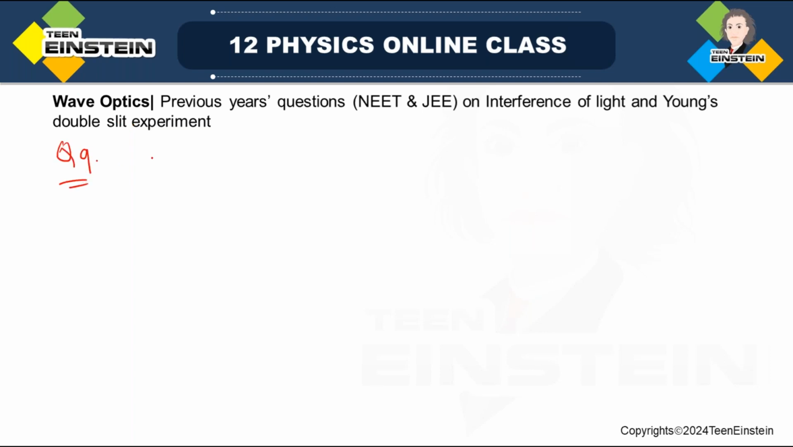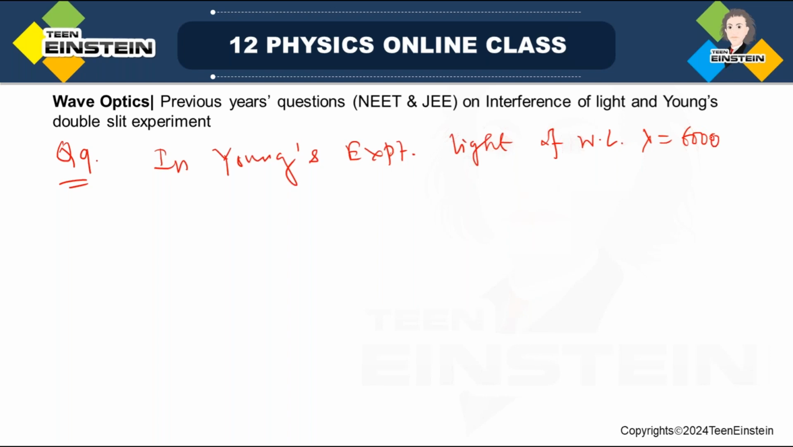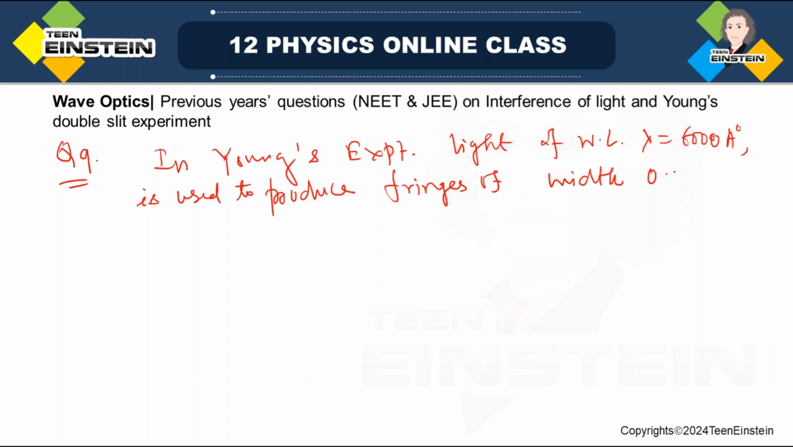Question number 9. In Young's experiment, light of wavelength 6,000 angstrom is used to produce fringes of width 0.8 millimeter.